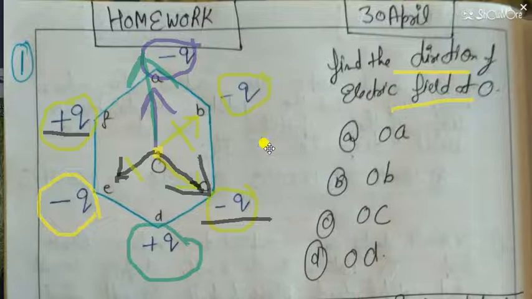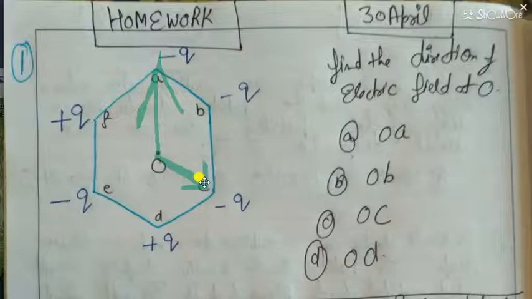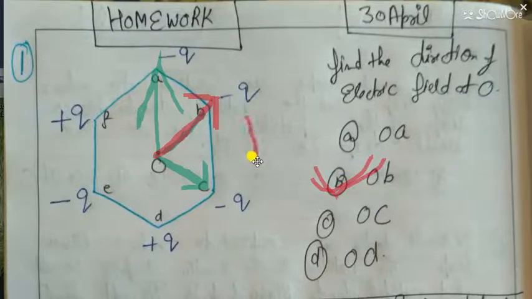You can take a screenshot of this question, and if I summarize it and redraw it, I will get two vectors, one in this direction and one in this direction. These two are equal in magnitude, so we get the resultant at a 60-degree angle. This will be the resultant of the electric field at the center point O. So its direction is OB. Option B is the right answer for question number 1.